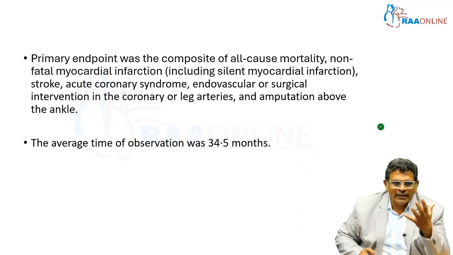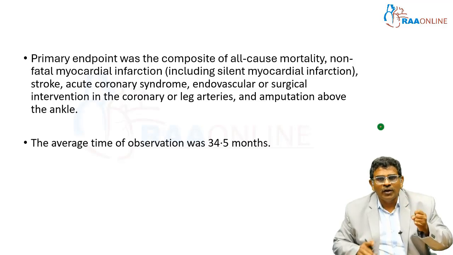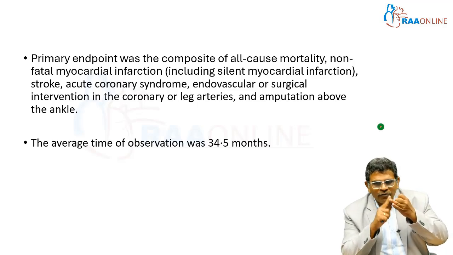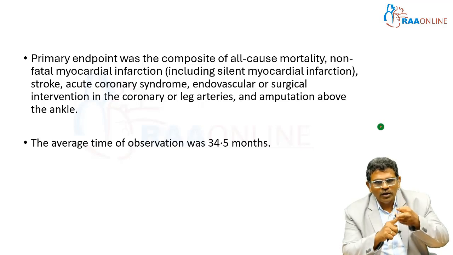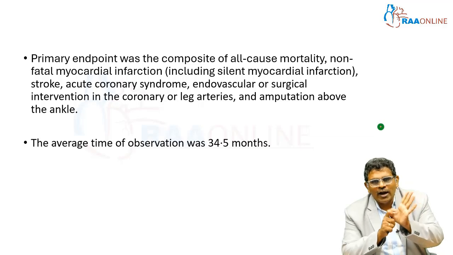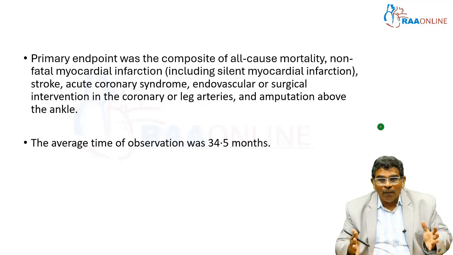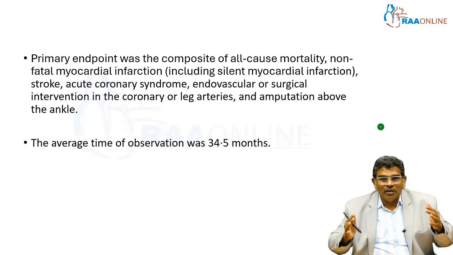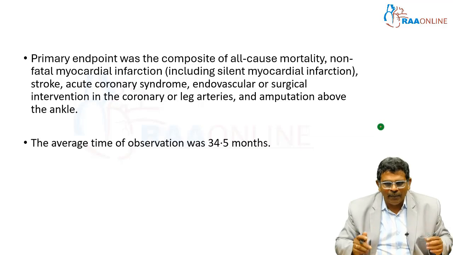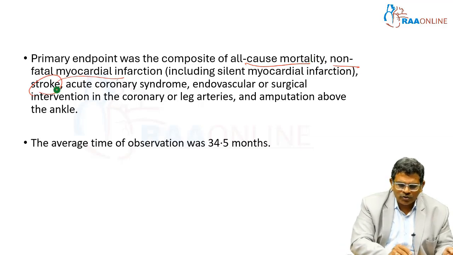The primary endpoint they looked at was the composite of all-cause mortality, non-fatal myocardial infarction, stroke, ACS, endovascular or surgical intervention in the coronary or leg arteries, and amputation above the ankle. So it is a very big composite event. The average time of observation was around 3 years for these people. The secondary outcome that was seen was all-cause mortality, non-fatal MI and stroke.